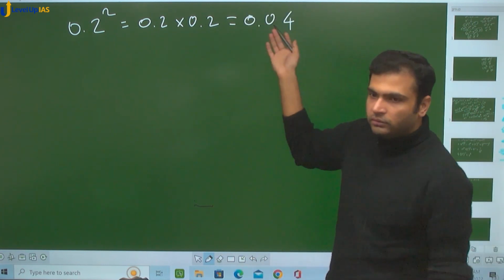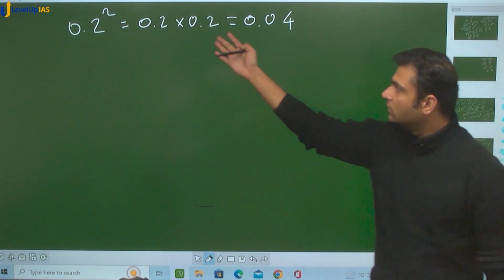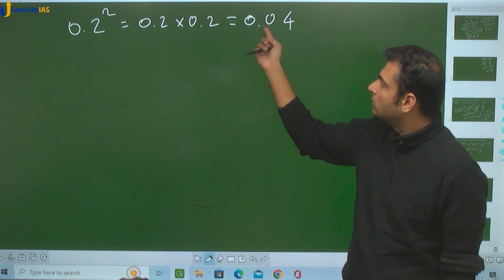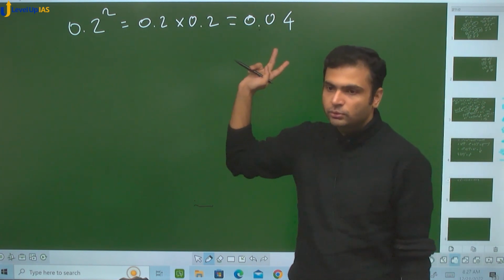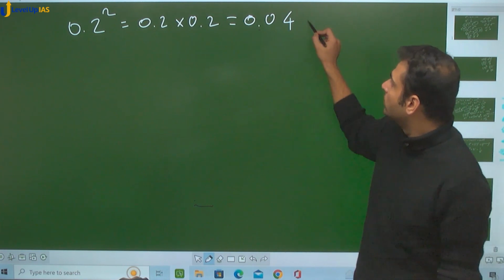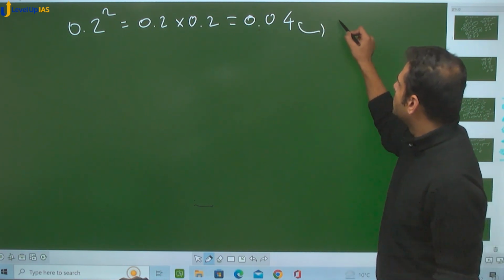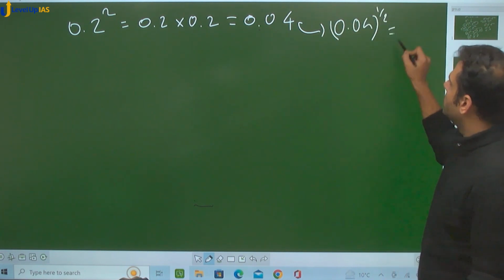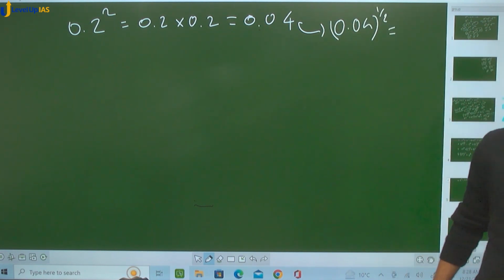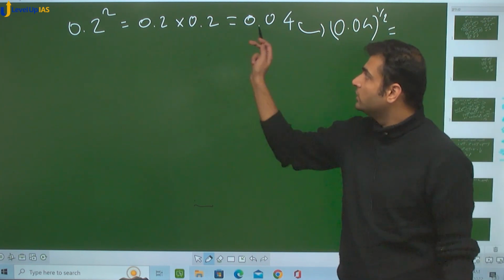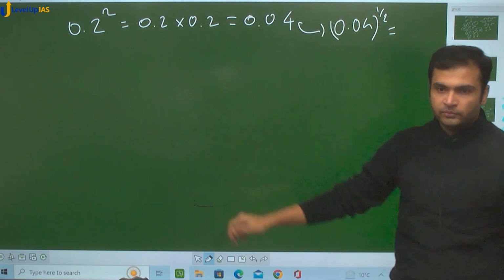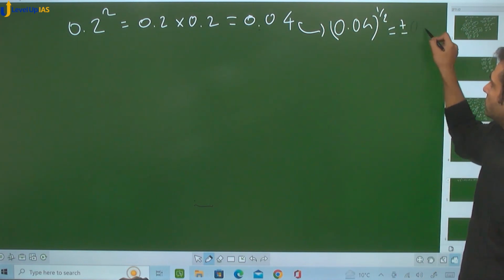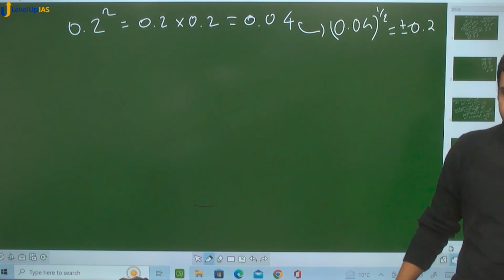0.04, that we did yesterday. We need two decimal places. We multiply 2 and 2, and after this decimal point we need two digits. So I can write, in other words, 0.04 raised to 1 by 2 is equal to, if square of 0.2 is this, square root of this is 0.2, or in more general sense, plus minus 0.2, right?